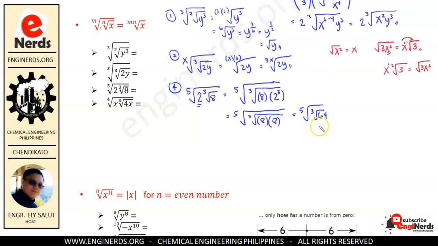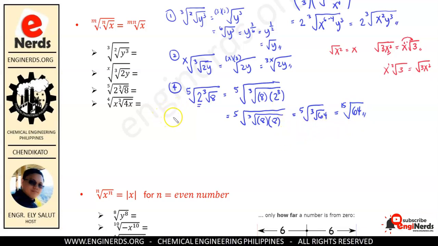So, ngayon, pwede na natin i-apply itong ating formula rito. No? Mumultiply natin yung kanilang index. So, we'll have here 3 times 5 is equal to 15. So, we have the 15th root of 64. And this is our final answer.